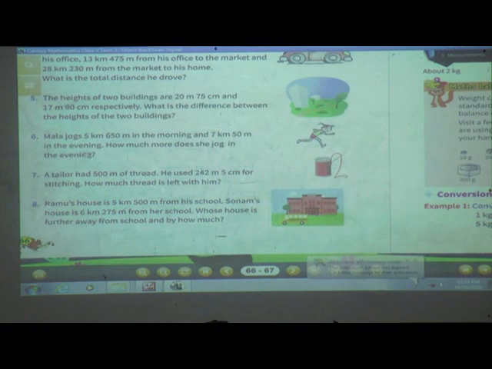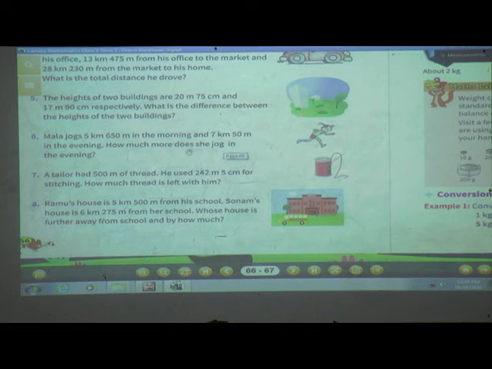Now we'll move to the sixth example. See the question. Mala jogs 5 kilometer 650 meter in the morning and 7 kilometer 50 meter in the evening. How much more does she jog in the evening? Now here see, in the evening she jogs more distance, and in the morning she jogs 5 kilometer 650 meter, and in the evening she jogs 7 kilometer 50 meter. And the question is, how much more does she jog in the evening?